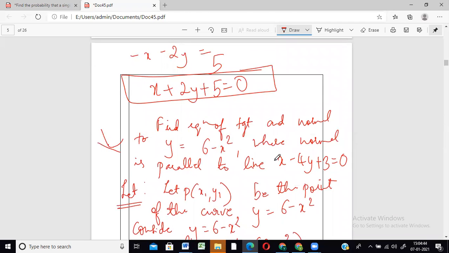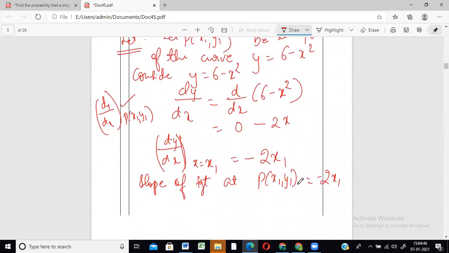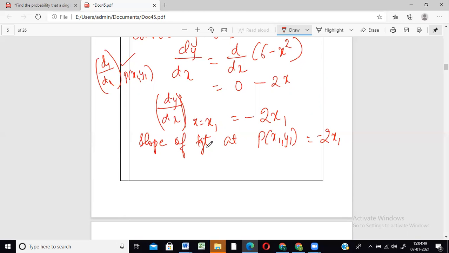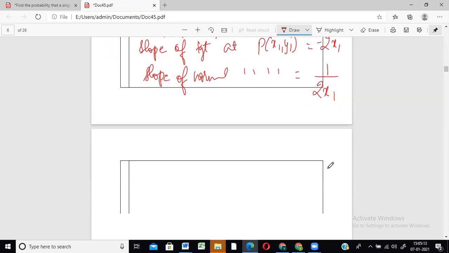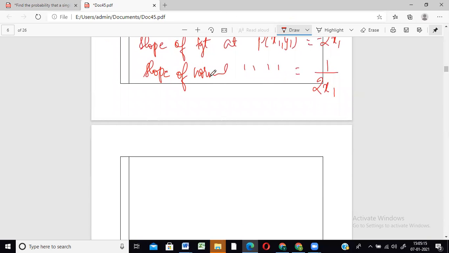What is that additional information? This line, the normal, is parallel to a line. First they're talking about the normal, correct? So we know a few other things about the normal also. Suppose the slope of the tangent is this much. What will be the slope of normal? Slope of normal at point P x1 will be equal to negative of the inverse. This is already negative, so negative of negative is positive. Its inverse, 1 upon 2x1. This is the slope of the normal, correct?